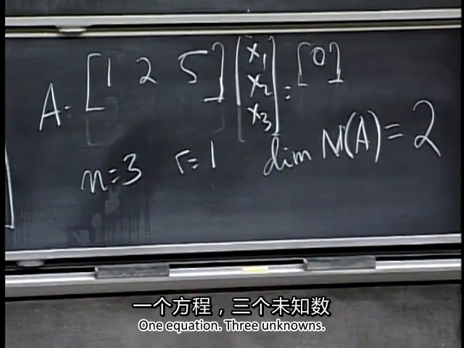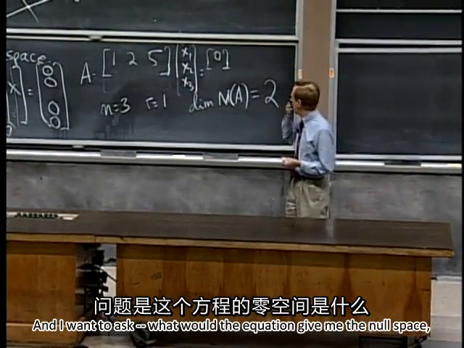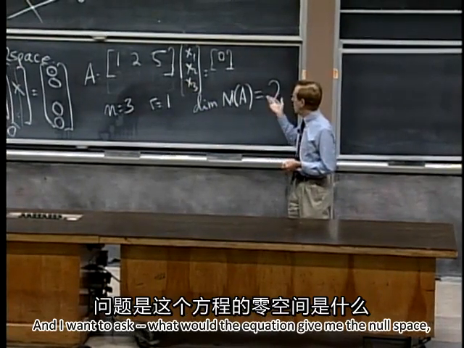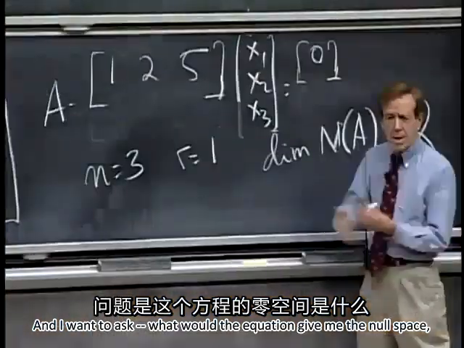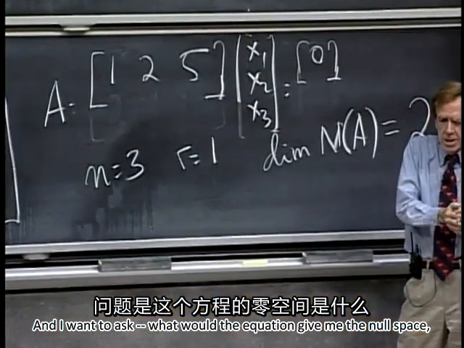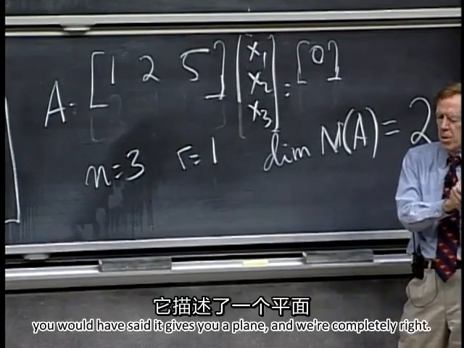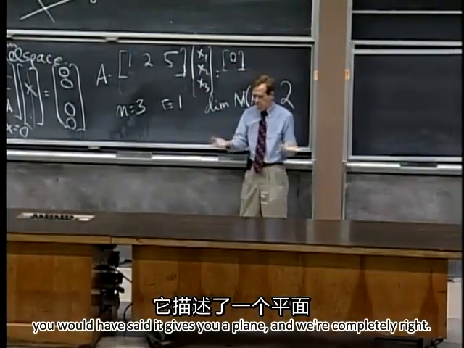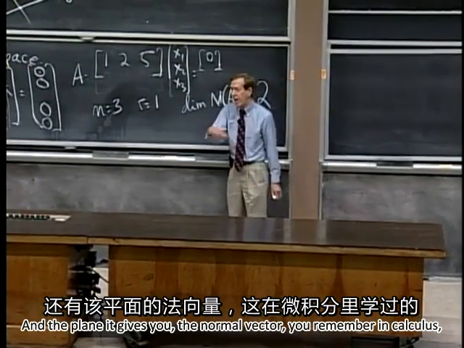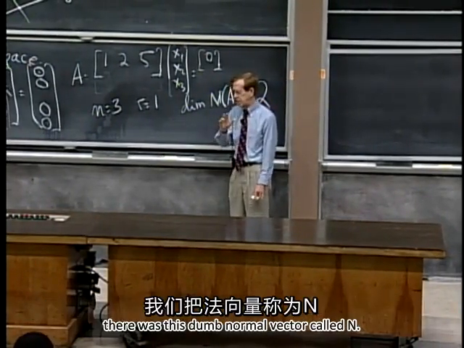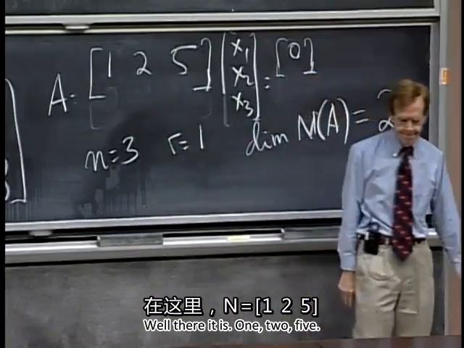One equation, three unknowns, and I want to ask, what does the equation give me? It gives me the null space, and you would have said, back in September, that it gives you a plane, and we're completely right. And the plane it gives you, the normal vector, you remember in calculus there was this dumb normal vector called n? Well, there it is, 1, 2, 5. Okay.